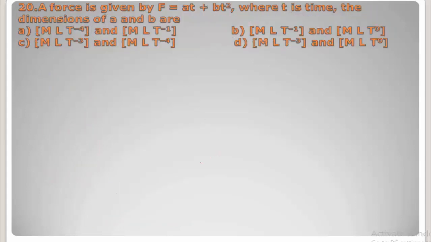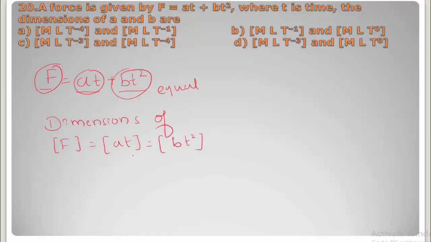Next one. A force is given by F is equal to AT plus BT square, where T is time. The dimensions of A and B are? The given is F is equal to AT plus BT square. According to the principle of homogeneity, the terms on both the sides are equal. The dimensions of F, AT, BT square are equal, isn't it? According to the principle of homogeneity. So now F is equal to AT. Now we have to find the dimension of A and dimension of B.